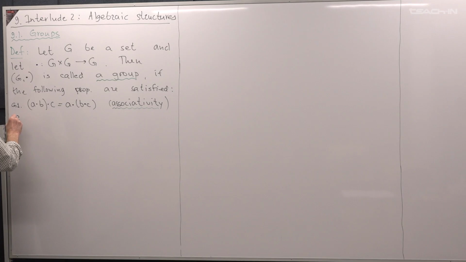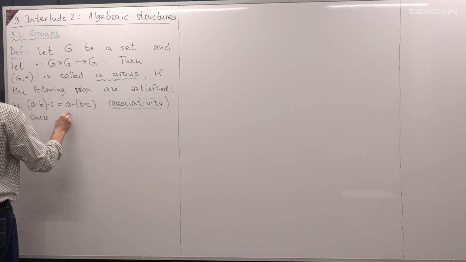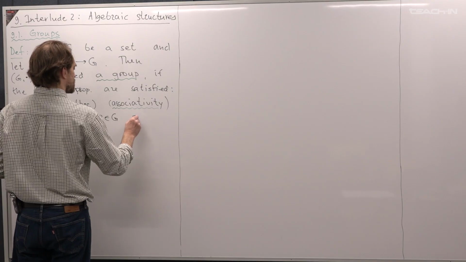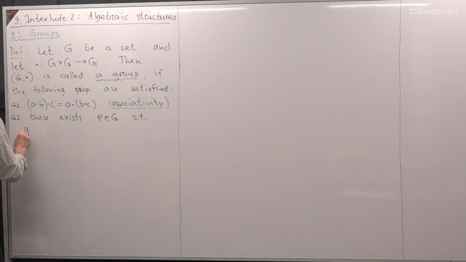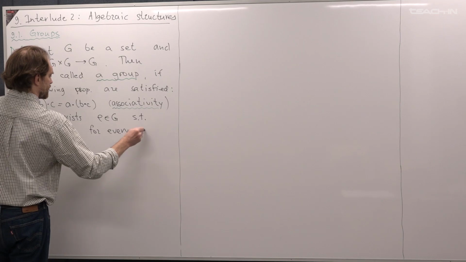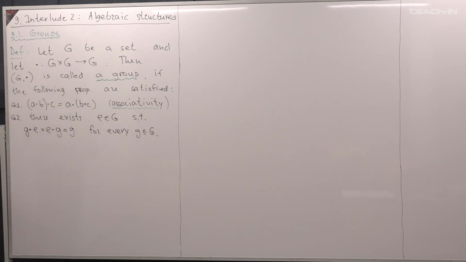Then G2: there exists an element e from our set G such that g · e equals e · g equals g for every g from G. So this means that when we apply this mapping to a pair where g is the first argument and e is the second, we always get g, and the same happens if we apply our mapping to the pair where e is the first argument and g is the second argument.